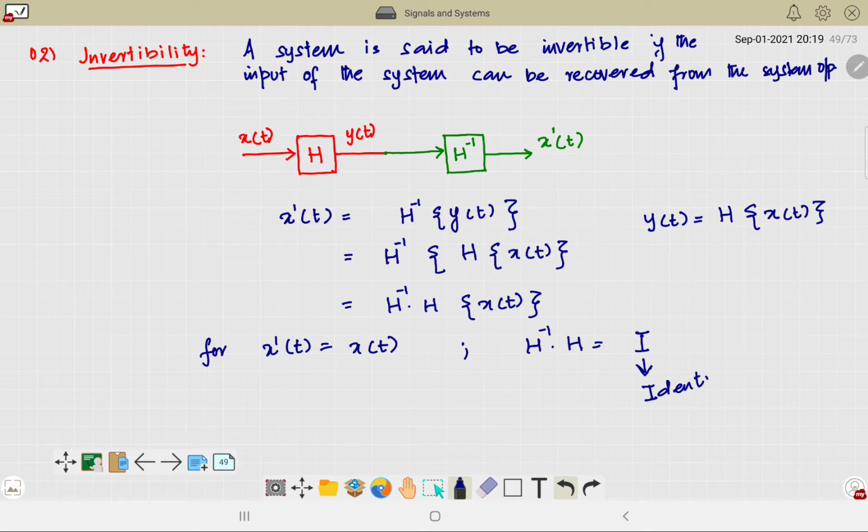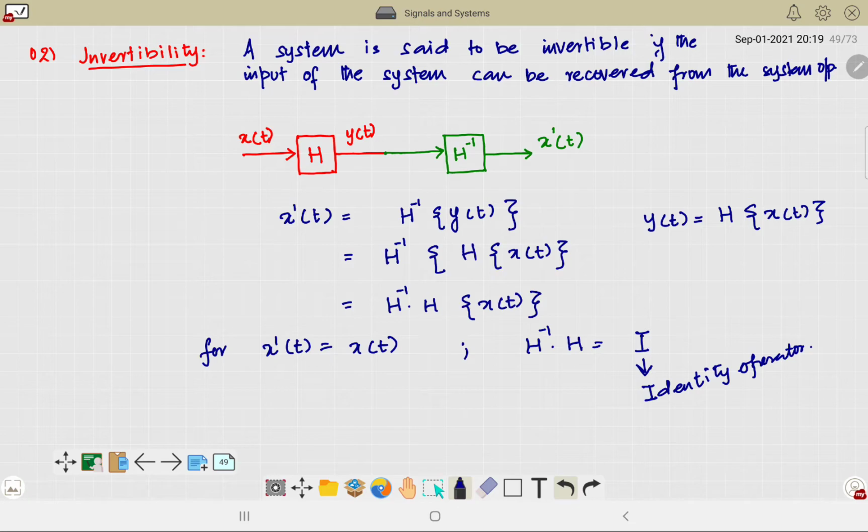Maybe you have read about the identity matrix in matrices, something like that. Fine. So if this kind of a relation exists, I mean, if there is an operator h inverse which will act upon the output y of t and will give you back your original input, we say the system is invertible.